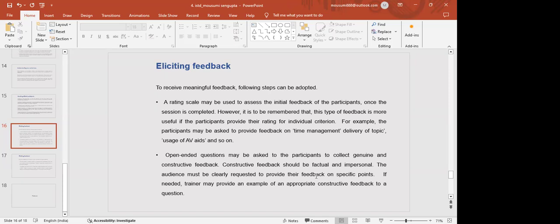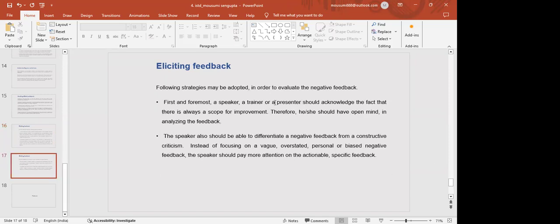recipient of the constructive feedback. And even if the feedback is not very happy or very positive, we should take it in a positive stride. At that point of time, we should not lose our calm, or belittle the person who was providing the feedback. We should also acknowledge the fact that there will always be scope for improvement. So even if the participants are giving certain very trivial feedback, we should take it in a positive mind.